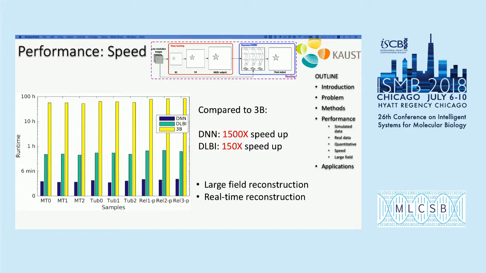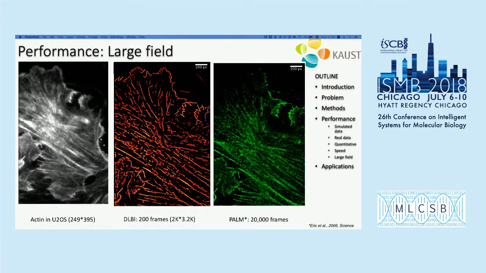So with such a huge speed up, we can do some very interesting things such as larger field reconstruction and real-time reconstruction if we set the system properly. And here we show the performance of the larger field reconstruction. The reconstructed image is very large, basically 2K times 3.2K. Since the 3B method is very slow, we are unable to get a result on such larger data. So we compared our method with the Palmer method. We can see that our method can achieve similar, comparable performance to the Palmer method with much fewer frames, which means using our method can cause much less damage to the experimental specimen.